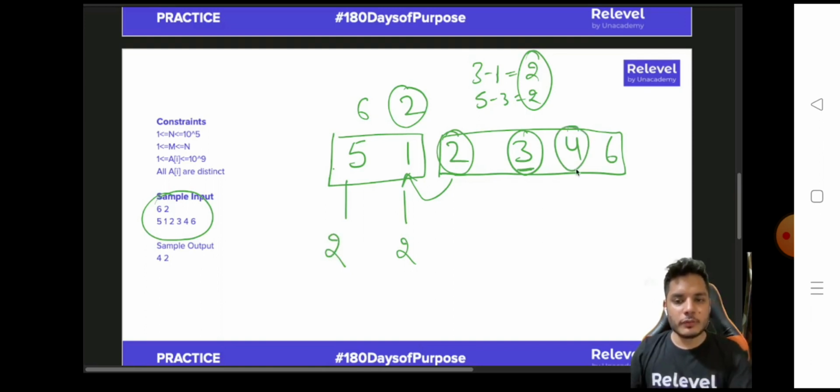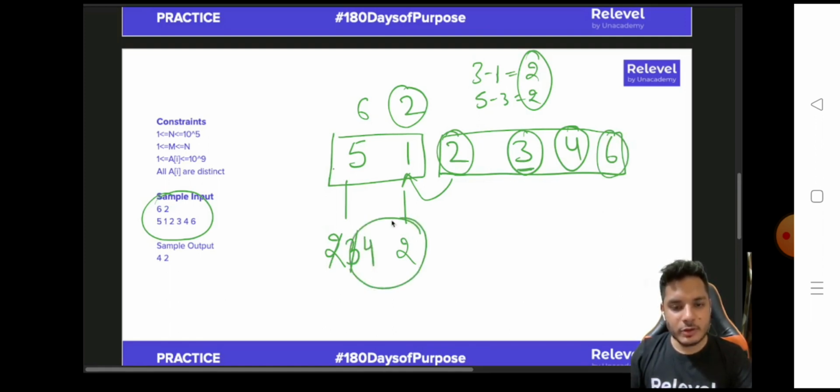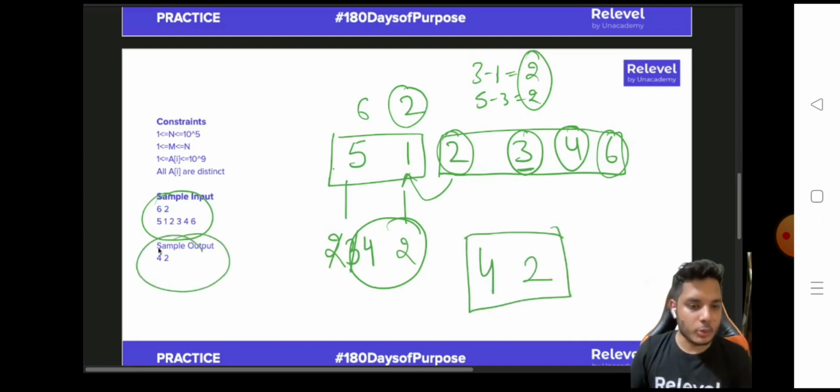Again, 4 will be joined by 5 again. So the size here will be 3. 6 will again be joined by 5. So the answer will be 4 2. The first colony size will be 4 and the second colony size will be 2. And see, this is the output.